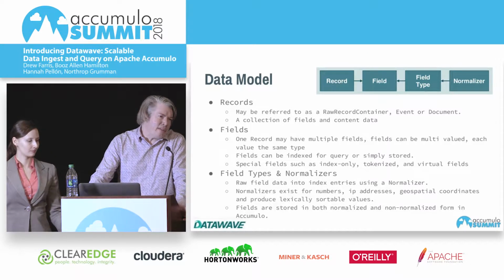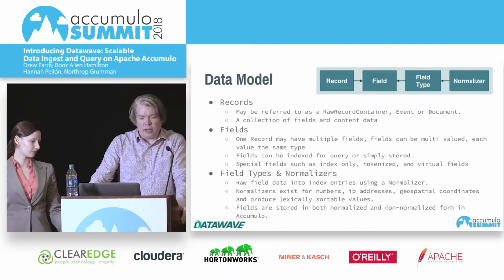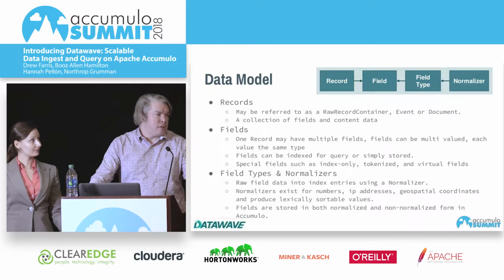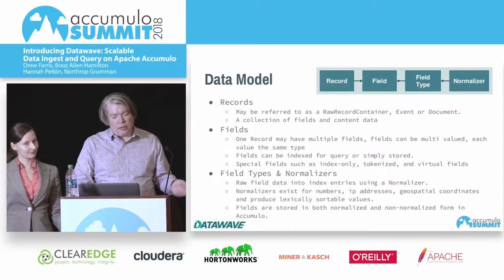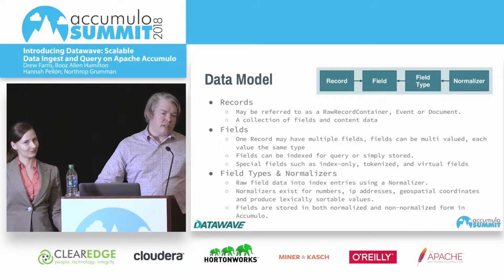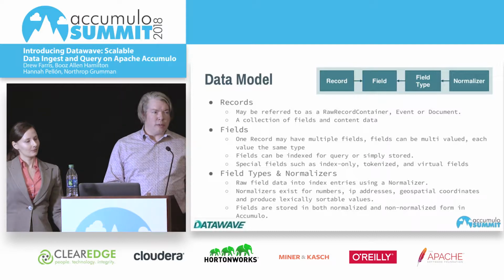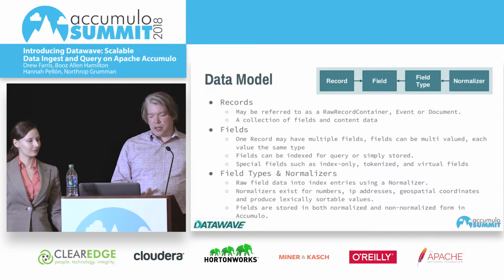And the constraint is that all the values must be the same general value type, right? They can be indexed for query or simply stored for display. And then there's special types of fields, index-only fields or fields that get tokenized. For instance, if you have a long string of text that's associated with the field value, you can break it up into individual words. So each of those words can be retrieved individually from the search API.